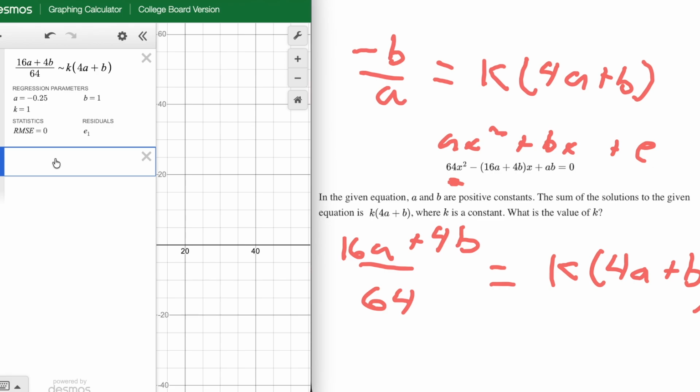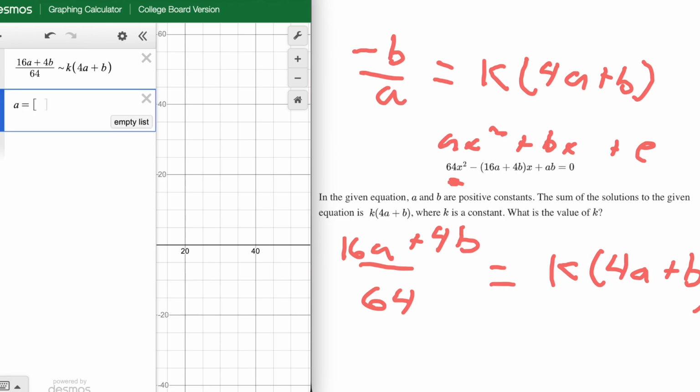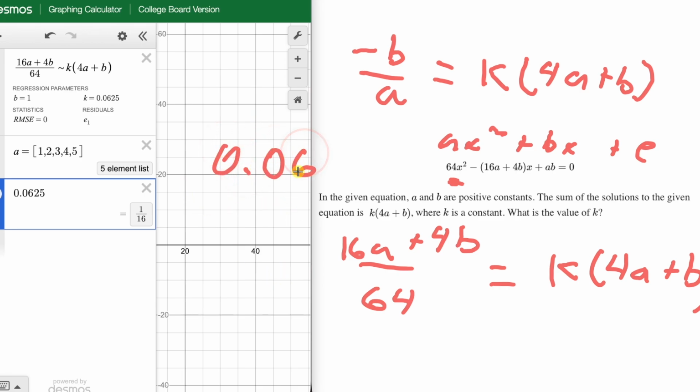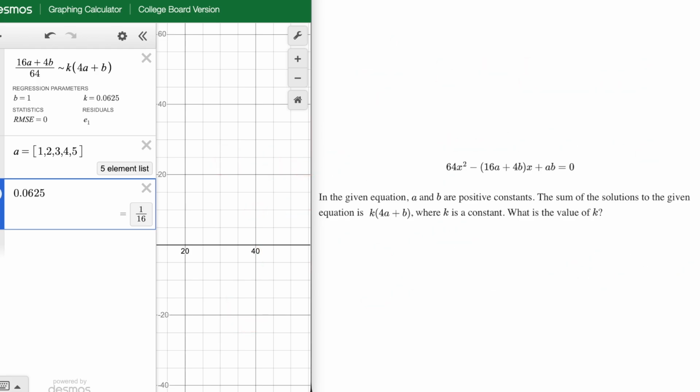So what I need to do is set a equal to a bracketed list like 1, 2, 3, 4, and 5. And then this would actually give me that k is equal to 0.0625, which is the correct answer. So another way you could write it is just write 0.0625, and you hit this fraction thing on the side, and Desmos will convert it to a fraction. So the correct answer here is 0.0625 or 1/16. Either one of those would be accepted, so just do whichever one you're more comfortable with.